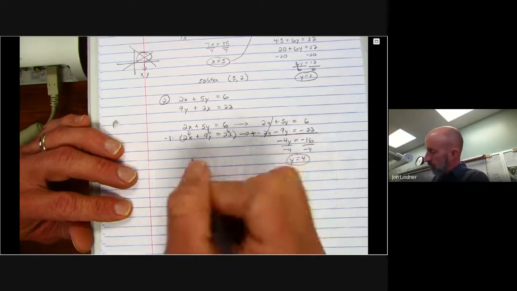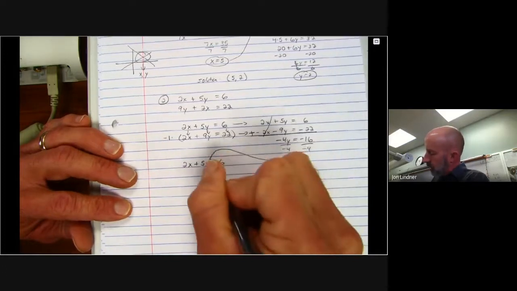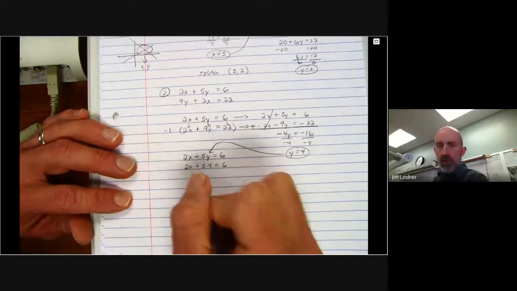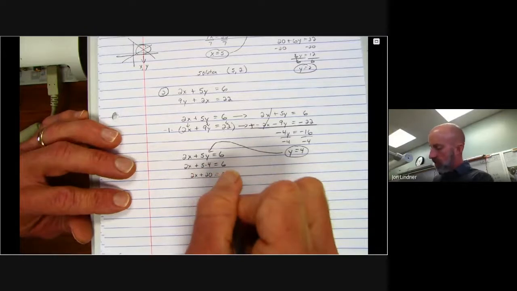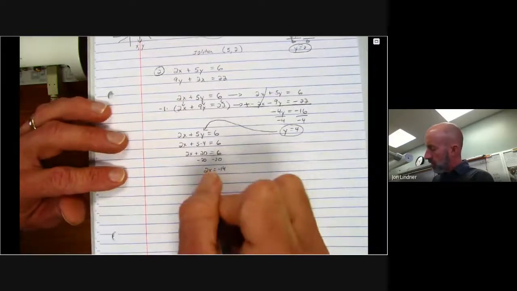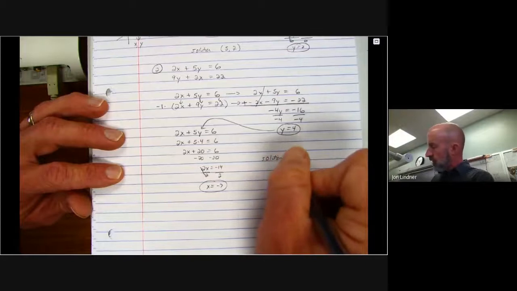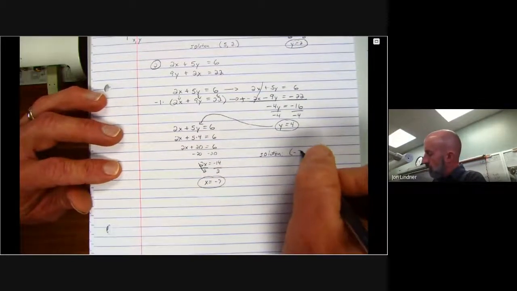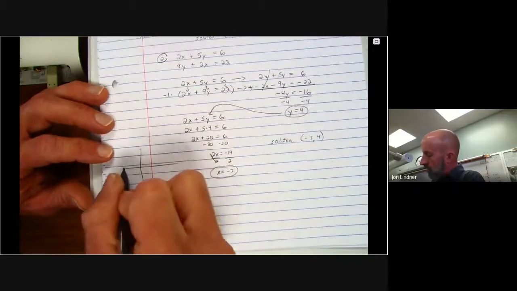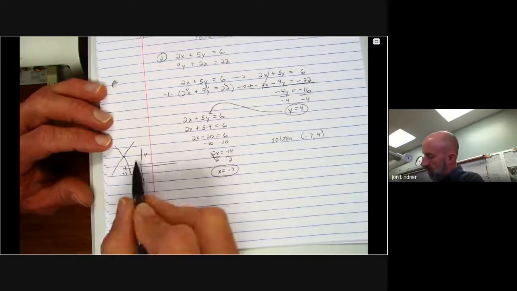Remember, I still need to get an x coordinate. So I'll use this top equation again. 2x plus 5y equals 6. And I'll plug this y value in. And I have 2x plus 5 times 4 equals 6. So now I can solve it for the x value. 2x plus 20 equals 6. Subtract 20, subtract 20. 2x equals negative 14. Divide both sides by 2. And x equals negative 7. So my solution to this system, remember it's a point of intersection, is (-7, 4). All right, so these two lines up here intersect over here at (-7, 4) someplace, whatever the lines look like, they intersect at that point.